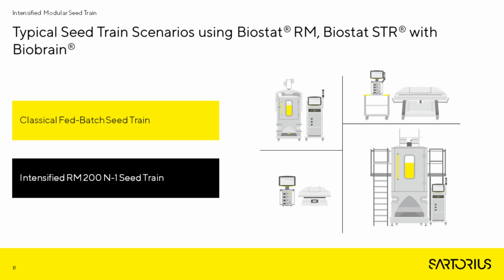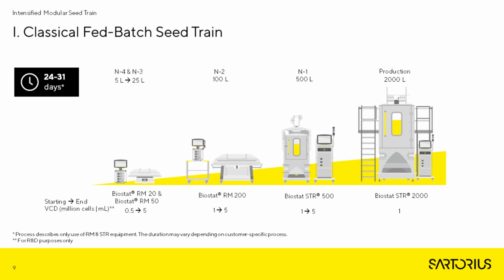Here, I would like to present to you two concepts of the C-Train. The first one would be the classical fed batch, and the second one is the Intensified RM200 N-1 C-Train. If we look at the classical proposal, it usually consists of 4 N-X stages, then followed by the production bioreactor at multiple scales. But here we are presenting to you a production bioreactor with a 2,000-liter volume. This C-Train concept is usually associated with multiple equipment items, bioreactors, and usually lasts 24 to 31 days, but it of course depends on the particular process in mind.